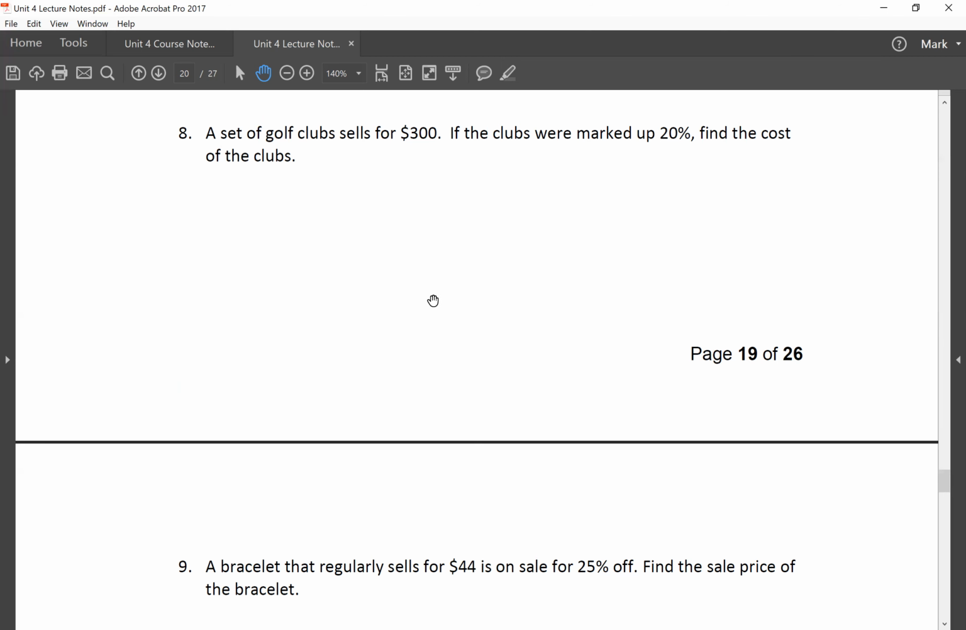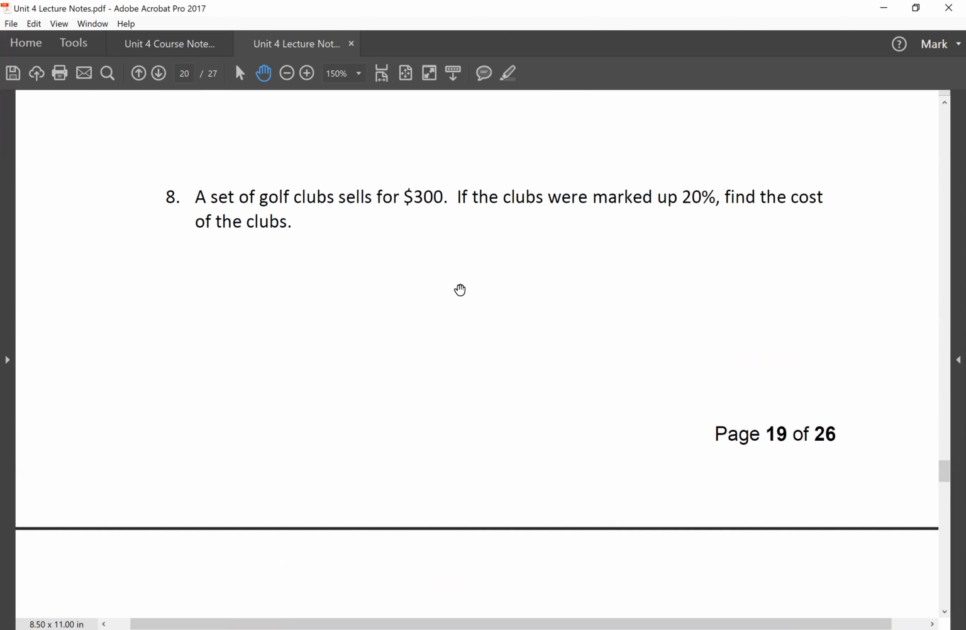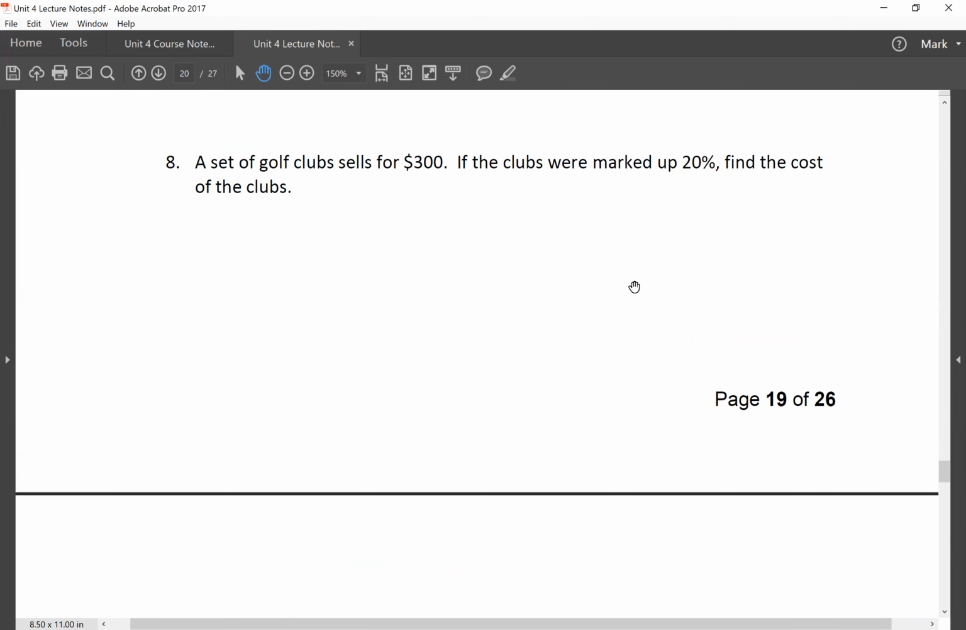So let's look at number 8. A set of golf clubs sells for $300. Okay, the selling price, if the clubs were marked up 20%. So I mentioned this earlier. The minute I see the words marked up, I start to think about the first two formulas. It says find the cost of the clubs. So again, the minute I see marked up, I know that I'm going to use this formula: selling price is equal to the cost plus the markup. The problem is here, I don't know what the markup is.